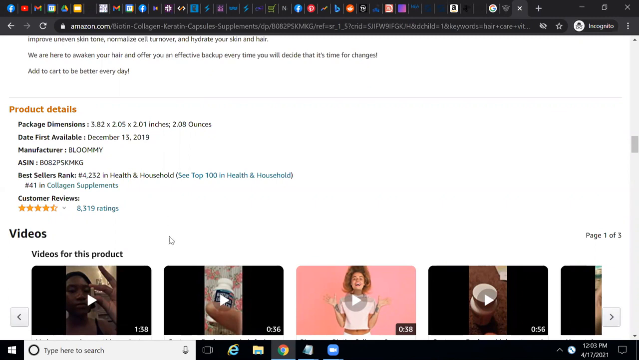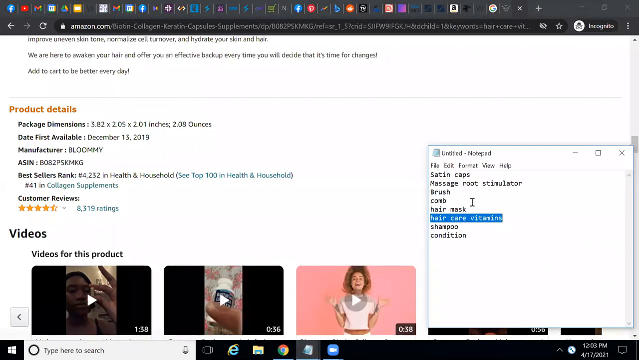Okay. So for me, I'm going to write down for these products. When I come here, I see that it's ranked 42. I'm going to write down 4232 in household and health. I would write that out. And I'm going to write down that it's ranked 41 in collagen.